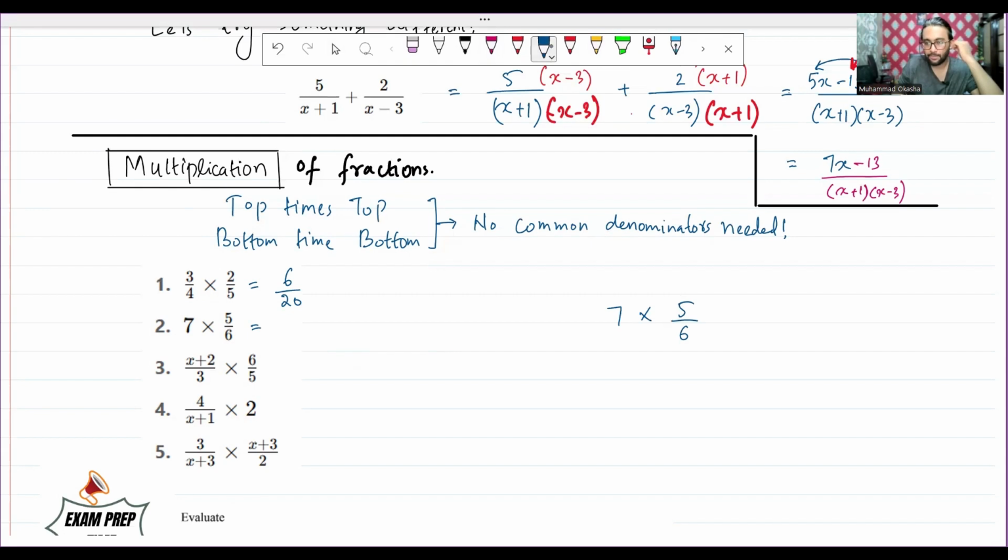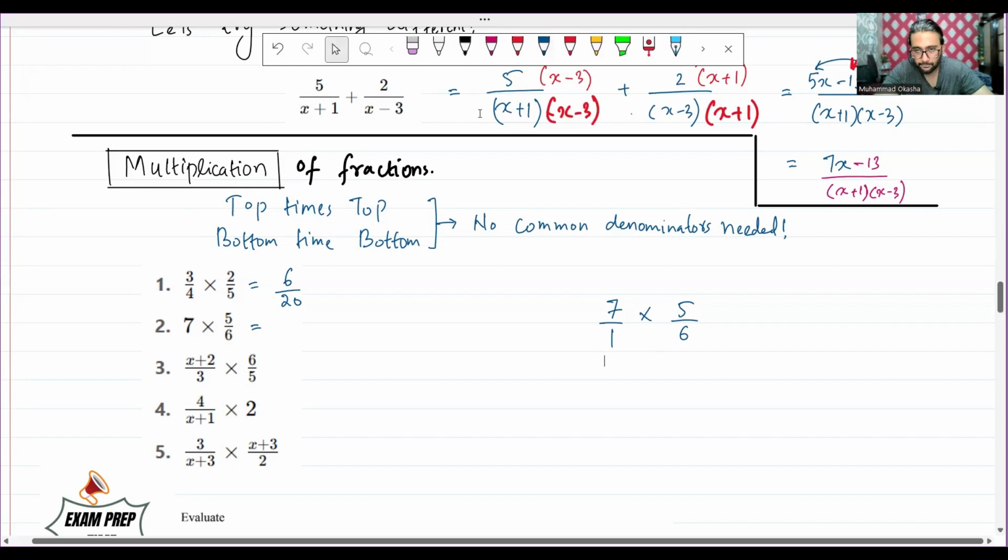Looks like there's a very common confusion that goes on. Some students think that I need to multiply 7 with the numerator and the denominator. That is not true. Why? Because any number, I think we talked about this in integers as well, when it's a standalone number, when it's an integer, there is a hidden 1 in the denominator always. Even if it's a pi, there's a hidden 1 in the denominator.